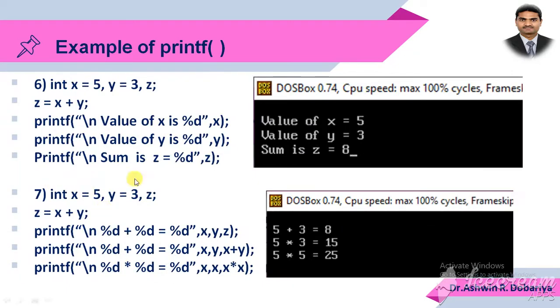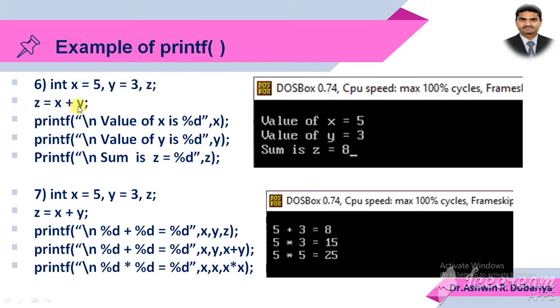This is very important. Up to now we have seen how we can display the message in different formats. Now another use of the printf function is how we can display a variable value on screen as output. For that I have declared three integer variables over here: x is equal to 5, y is equal to 3, and z, and I want to calculate the sum.